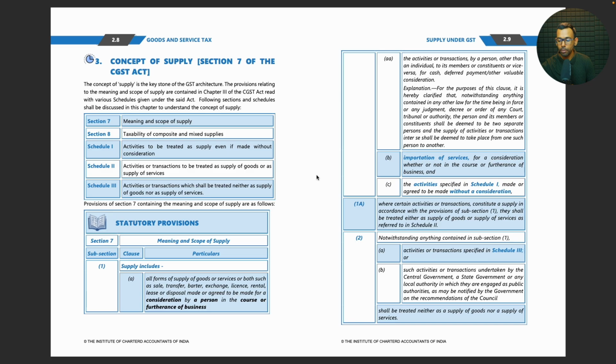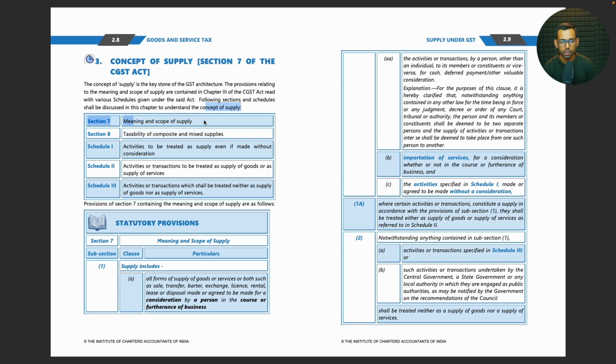Now, concept of supply. So we have Section 7, Section 8, Schedule 1, Schedule 2, Schedule 3, 5 things. Section 7 talks about meaning and scope of supply. Section 8 is about composite and mixed supply. So this now gives us a wonderful bird's eye view of this entire chapter. This is the last 5 to 10 pages of this chapter, the last segment of this chapter.